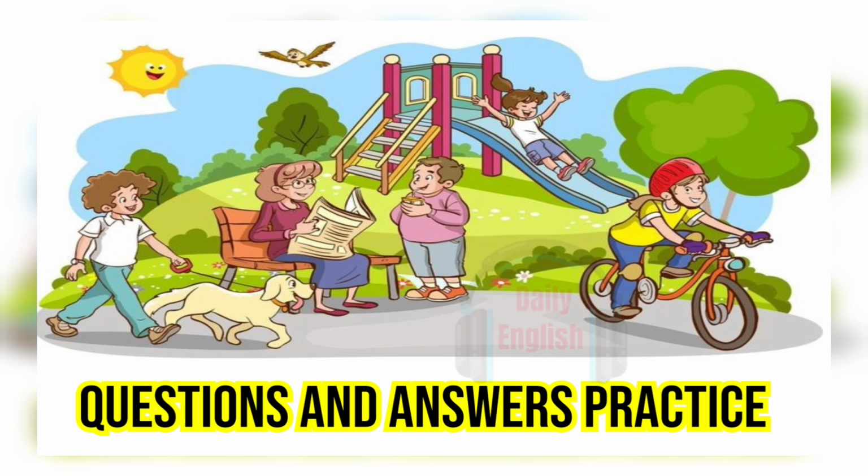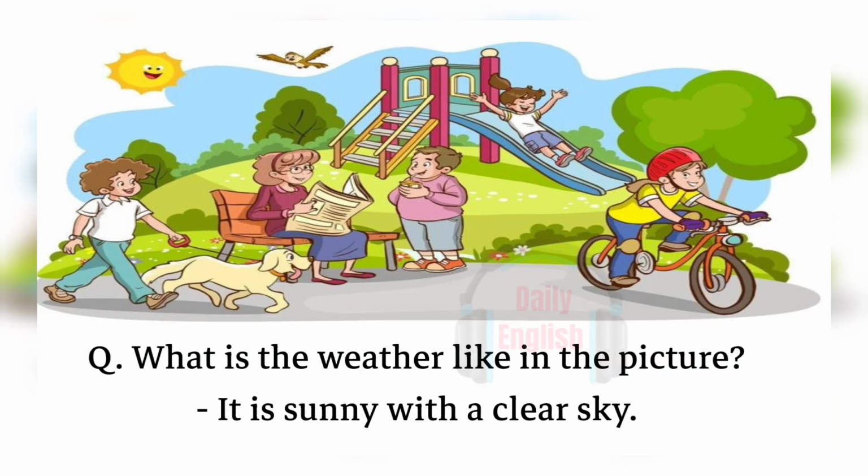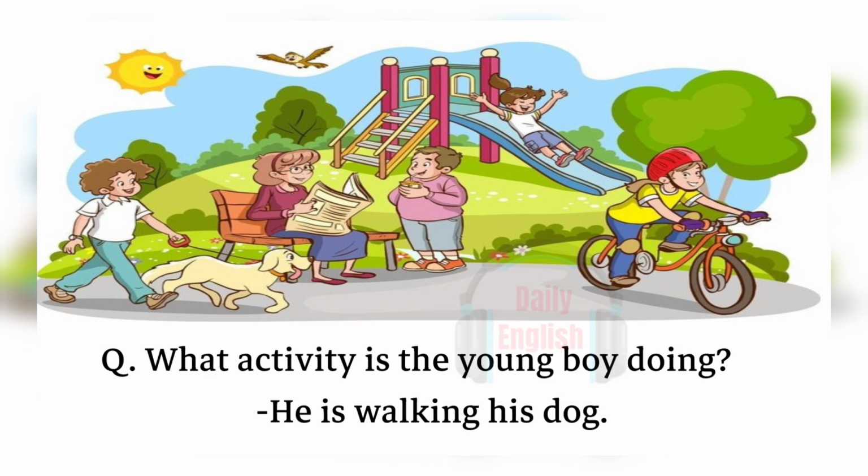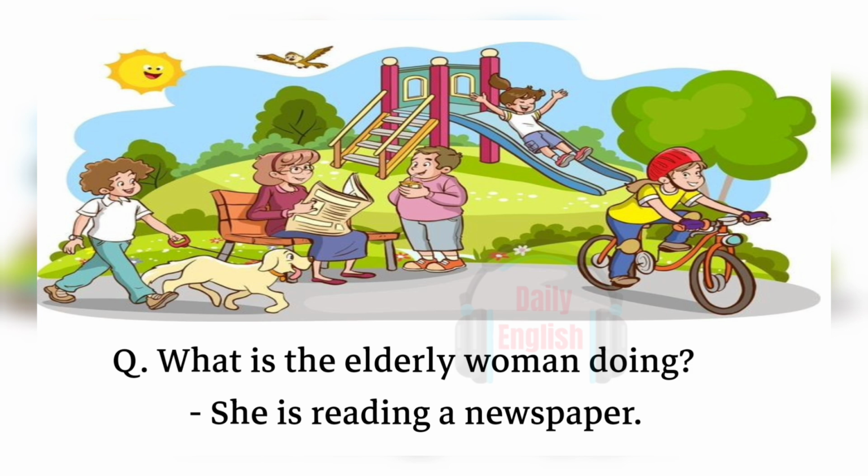Questions and answers practice. What is the weather like in the picture? It is sunny with a clear sky. What activity is the young boy doing? He is walking his dog. What is the elderly woman doing? She is reading a newspaper.